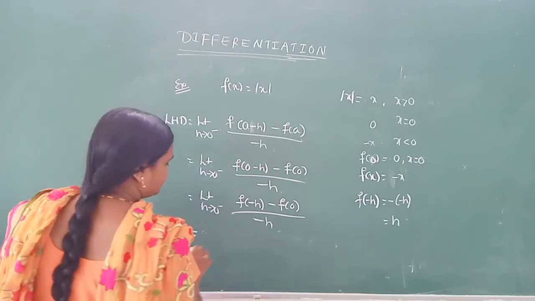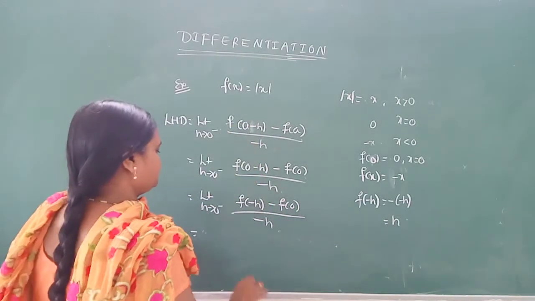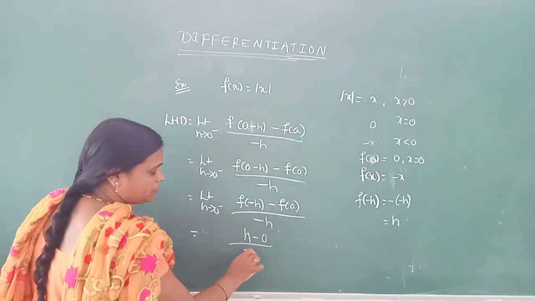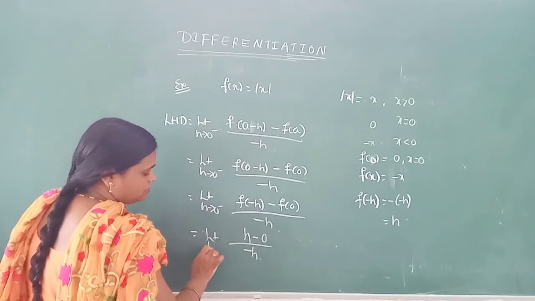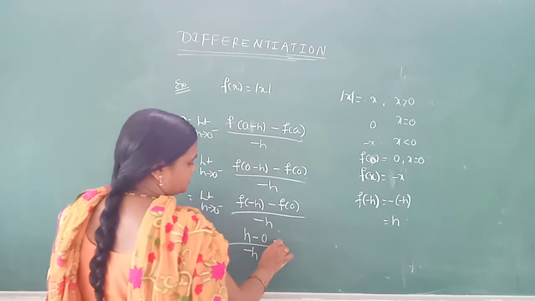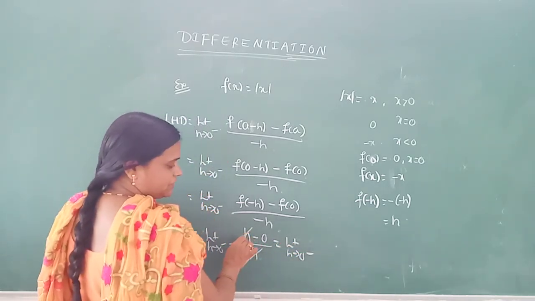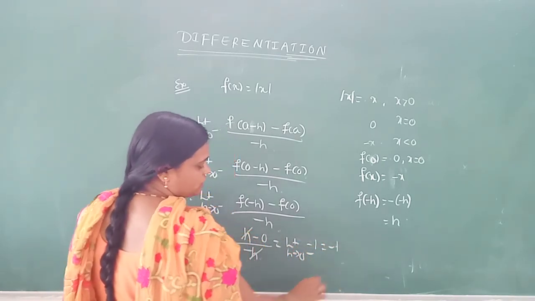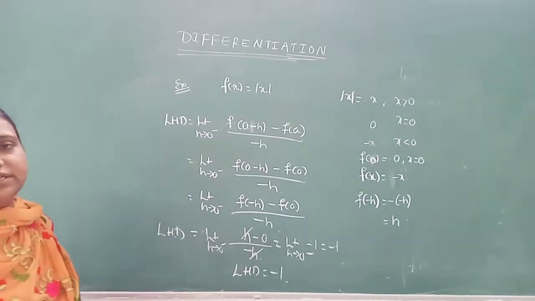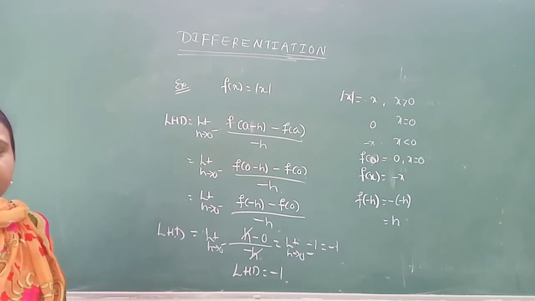Means we can write this as f of minus h, and f of minus h is h, minus 0, because just now we proved, divided by minus h. This is limit as h tends to 0 minus. See, plus h and minus h get cancelled, we get minus 1. Therefore, the LHD value, left hand derivative value, is minus 1. In this way, we can find the left hand derivative. Did you understand?